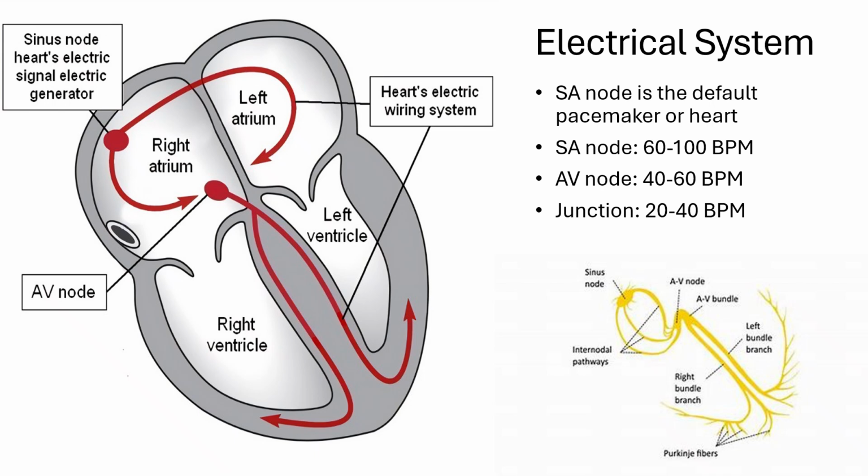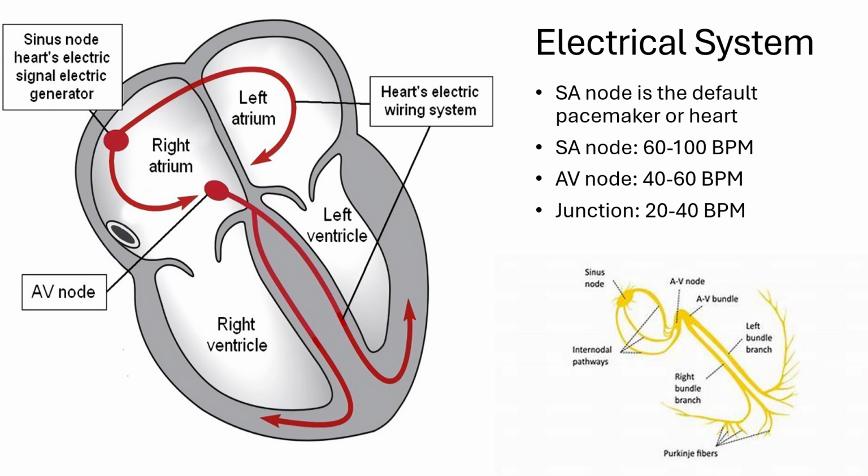Now our AV node, just like with the SA node, has an inherent rate of 40 to 60. This is generally what it's going to beat, but there are going to be situations where it may beat slower or faster. Our last ditch pacemaker site is going to be our junction, and its inherent rate is going to be from 20 to 40 beats per minute.